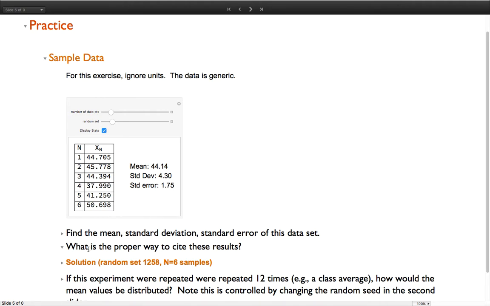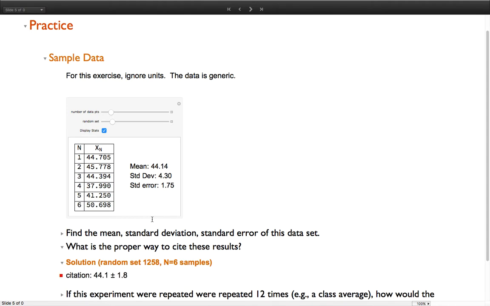Now, to cite these correctly, we take the standard error and we round that off to 2 sig figs, which means 1.8. Since the second digit here is the tenths place, we round off the mean value to the tenths place. So the proper way to cite this is 44.1, rounding off to tenths place, plus or minus 1.8, which is our standard error.